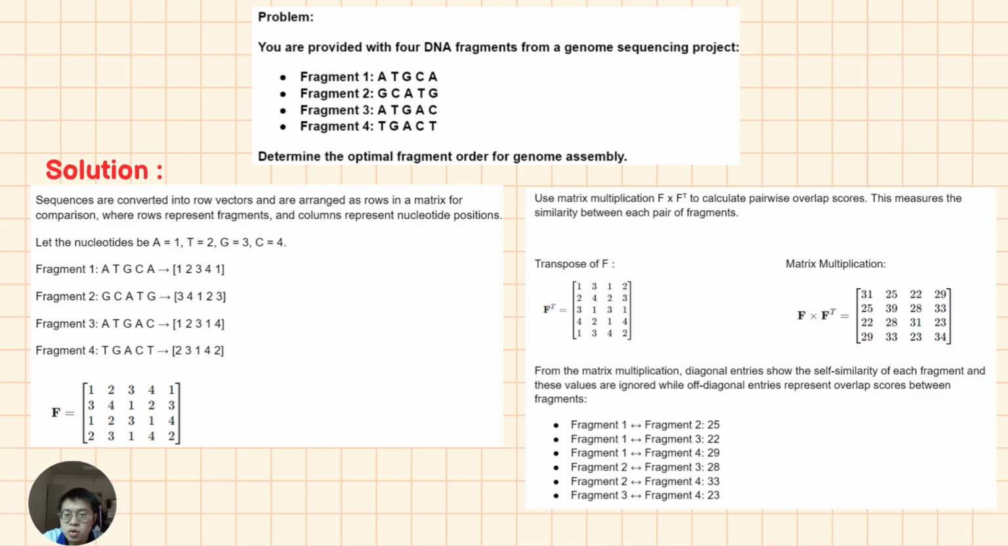Then we use the matrix multiplication F multiplied by the transpose of F to calculate pairwise overlap scores. This measures the similarity between each pair of fragments. From the matrix multiplication, diagonal entries show the self-similarity of each fragment, and these values are ignored, while off-diagonal entries represent overlap scores between fragments, as shown in the diagram below.